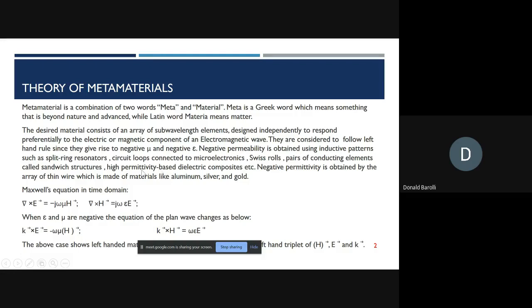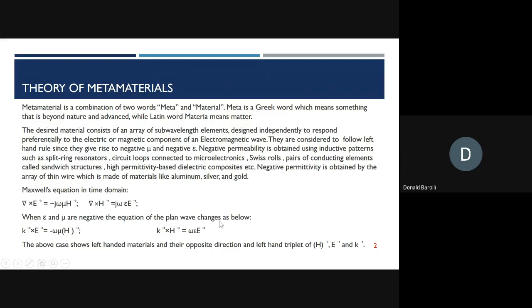First, we have the curl operator, which is the first one. The E is the electric field vector. The minus j is the imaginary number, the square root of -1. The omega is the angular frequency, the mu, and the magnetic field vector. When they are in a plane wave, they follow the right-hand rule. If we apply a negative epsilon and mu, they follow the left-hand rule, such as below, minus omega mu times the magnetic field vector, and the other one omega epsilon times electric field vector.